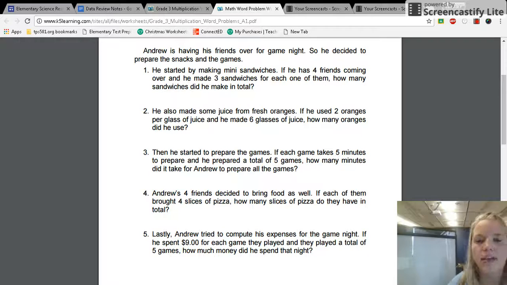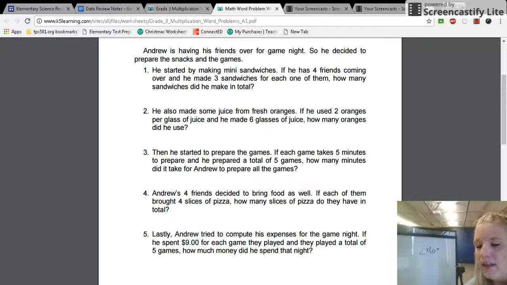number 2, it says he also made some juice from fresh oranges. He used 2 oranges per glass of juice, and he made 6 glasses of juice. How many oranges did he use? So when we read our problem, it says he used 2 oranges. So that's going to be the first number I use. Then it said he made 6 glasses of juice. So I'm going to multiply 6. And it says how many oranges did he use? So I'm going to take 2 times 6 to get my answer.